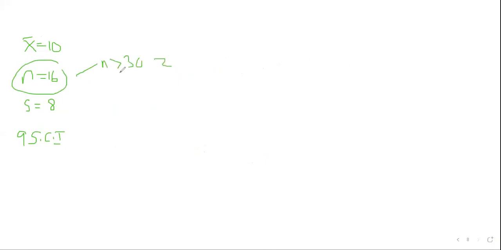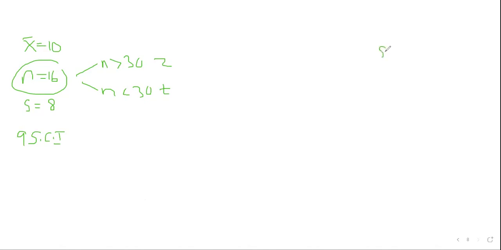Now, if you're given a mean of 10, sample size is 16, and a given standard deviation of 8. We are asked to find a 95% confidence interval. So quickly, you ask yourself, is my sample size greater than 30? Greater than 30, I'll use a Z. If it's less than 30, I'll use a T. Now, T is tricky because most people don't know how to read it. T is very easy to read.